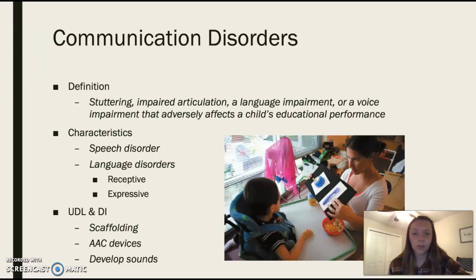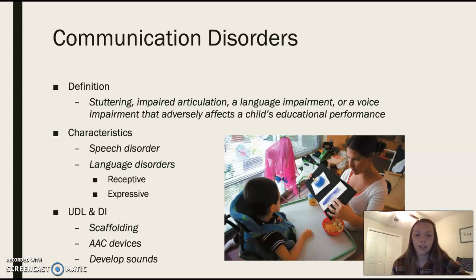And our first one is communication disorders. The definition, according to our book, is stuttering, impaired articulation, a language impairment, or a voice impairment that adversely affects a child's educational performance. Some characteristics of this may be a speech disorder or a language disorder. A speech disorder is difficulty producing sounds and disorders of voice quality. So this is something that speech and language pathologists would work with often.